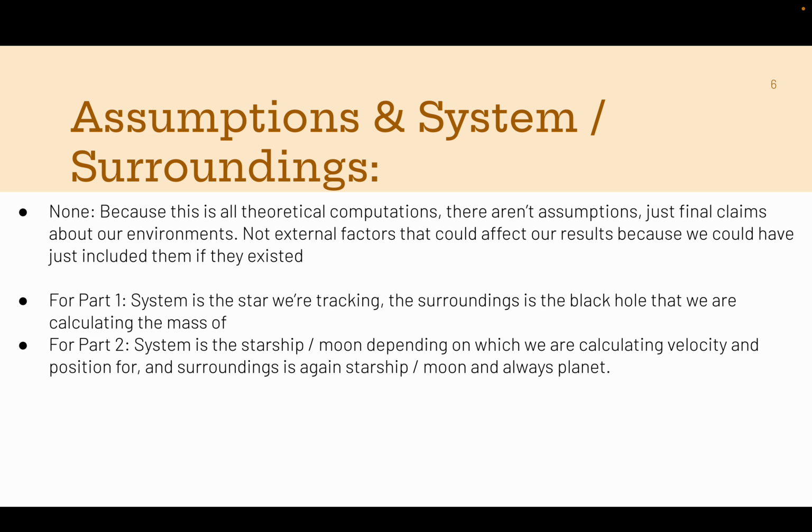Assumptions: there's not really any assumptions that we're making. This is all theoretical computations, so everything we say is the only thing that will affect our environment. There are no external factors that we don't know of that could affect our computations. For part 1, the system was the star, and the surroundings was the black hole. For part 2, the system is the starship or the moon, and the surroundings is the planet and the starship and the moon, depending on which one we're calculating for.